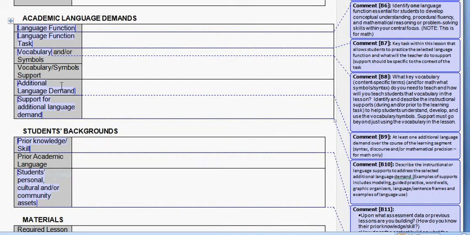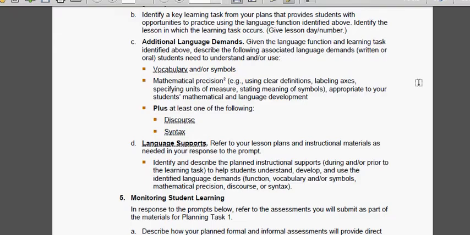We now have additional language demands that we have to consider and support. At least one additional language demand over the course of the learning segment has to be addressed, and there has to be some support for it. So just to show you within the handbook, it's saying here that for additional language demands, given the language function and the learning task you already identified, you have to also describe the following associated language demands students will need to understand. So the vocabulary and symbols we already talked about.